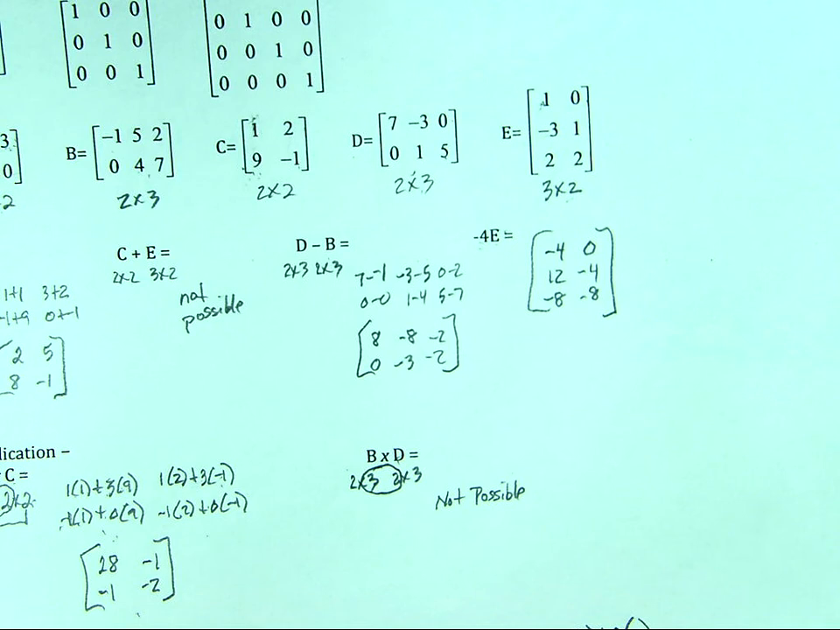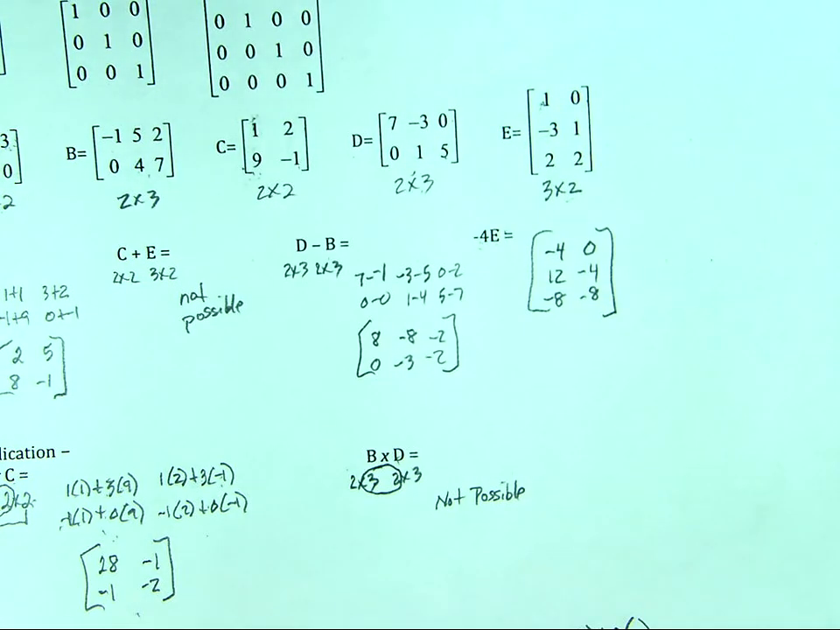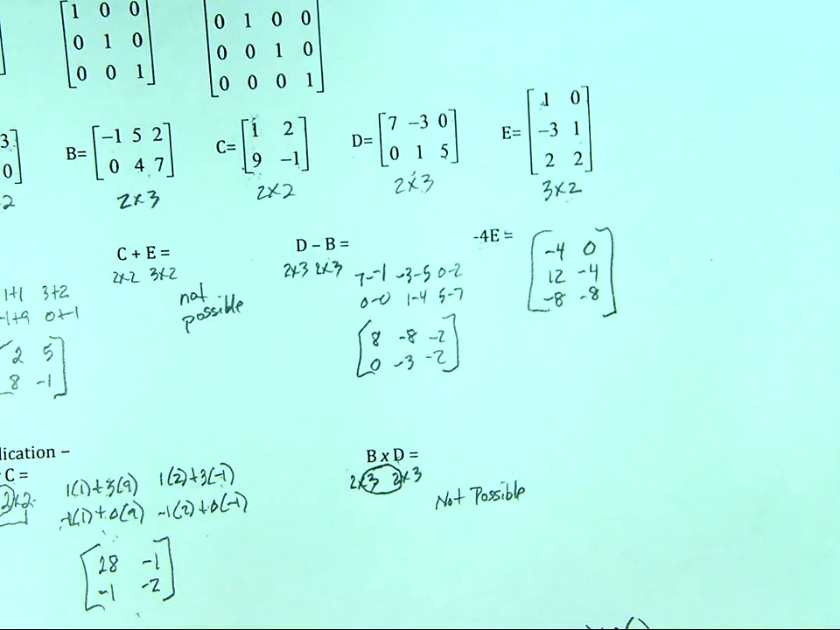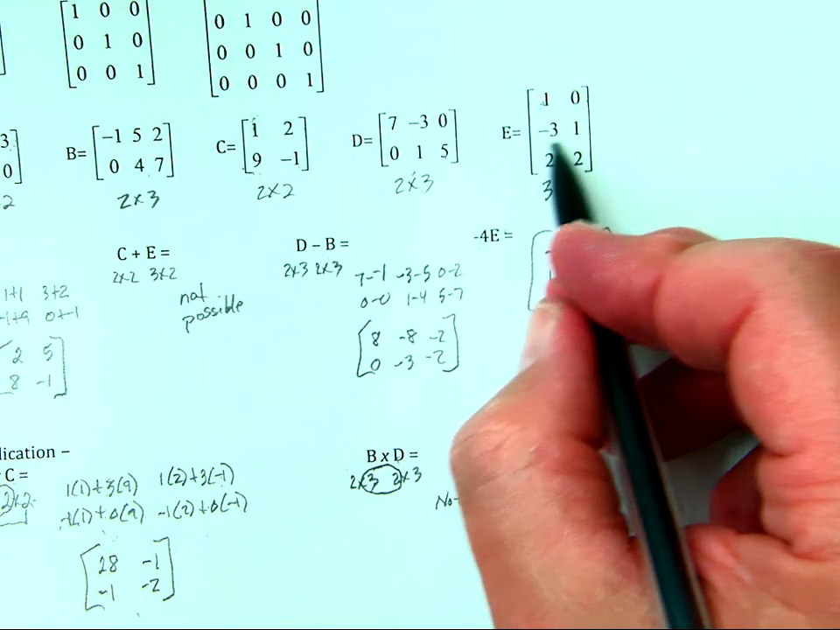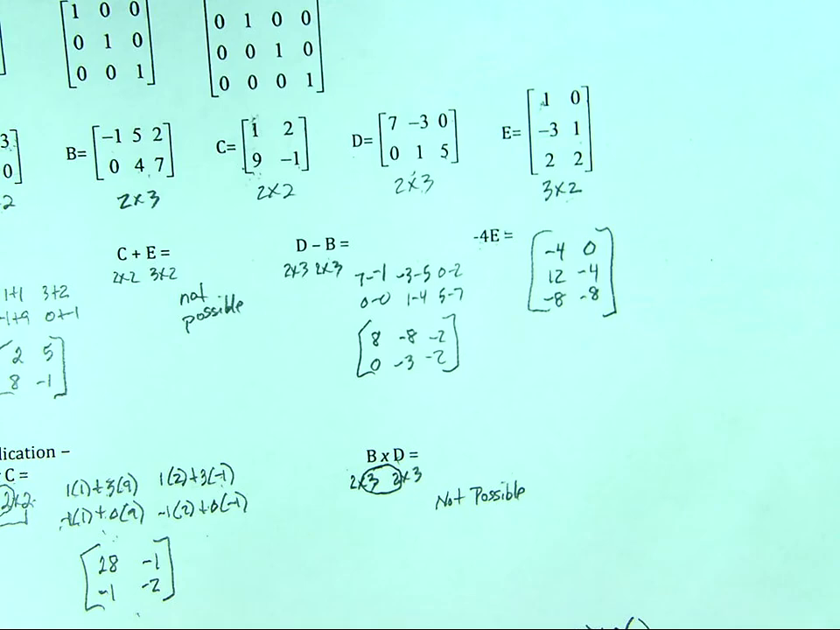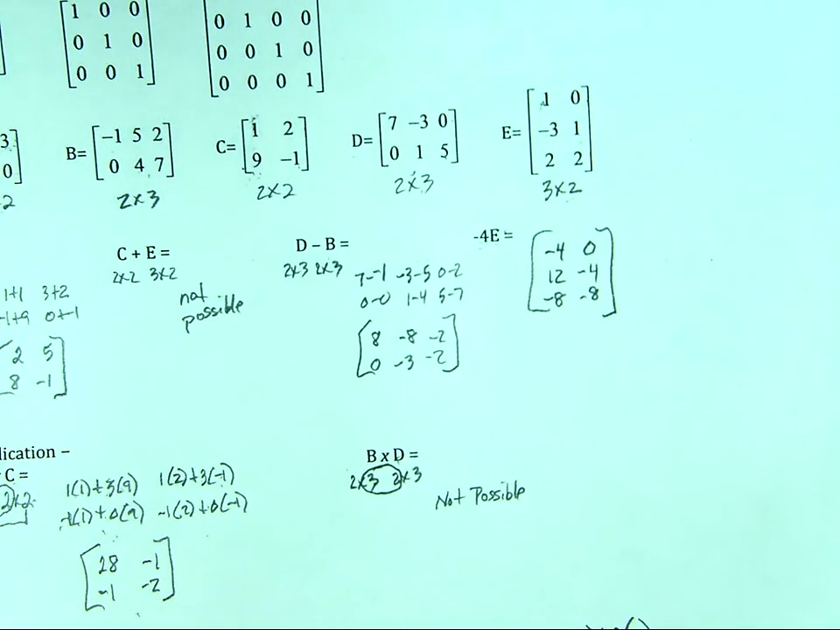Row 2, column 1. So negative 3 matches with 1. And 1 matches with 9. That was second row, first column. Now second row, second column. Negative 3 matches with 2. 1 matches with negative 1. So we took row 2 times both columns.